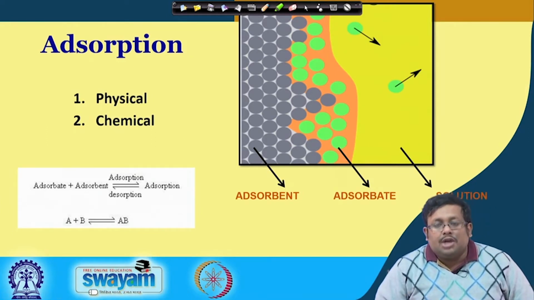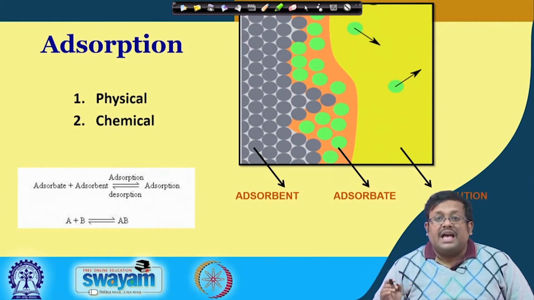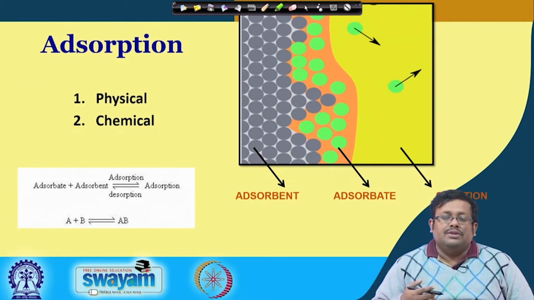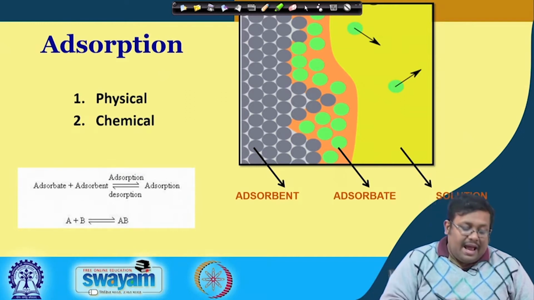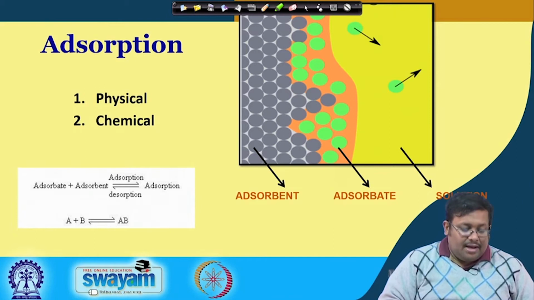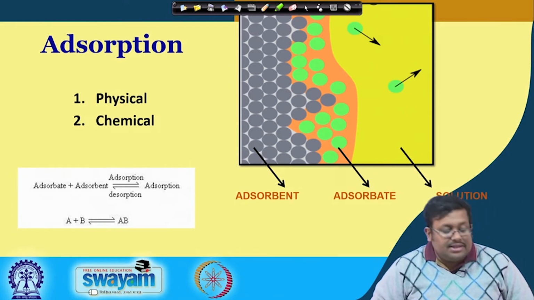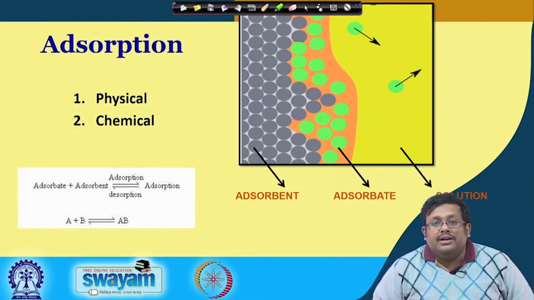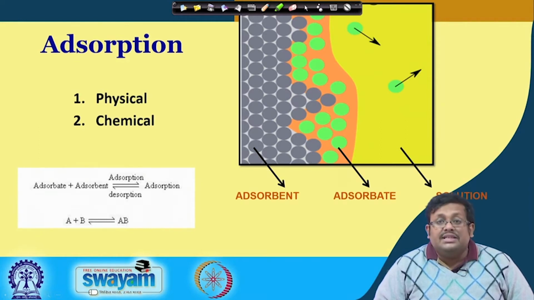Remember that adsorption again is a surface phenomenon, whereas absorption, which is AB, is an internal phenomenon, not a surface phenomenon. The opposite of adsorption is called desorption. And obviously, in case of the adsorption process, adsorbate and adsorbent basically react with each other.